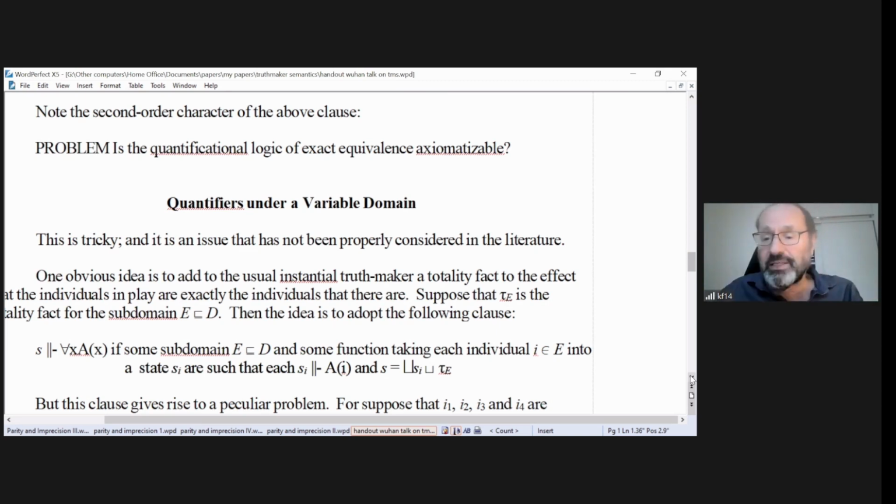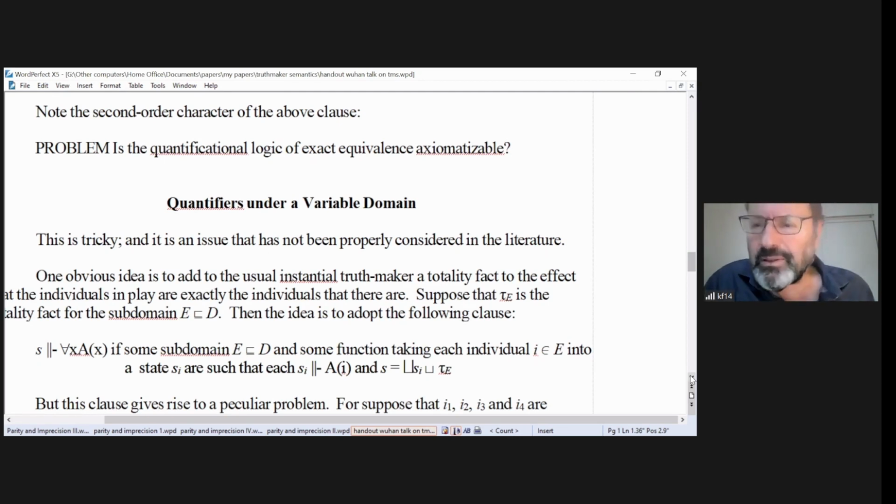So we have the totality. The S now is a fusion of a totality fact telling us what individuals there are, and an appropriate instantial truth maker, which is the fusion of truth makers for all the relevant instances, the instances where the individuals are coming from E. So that is the obvious clause to have.